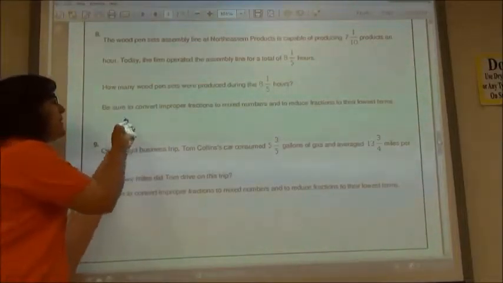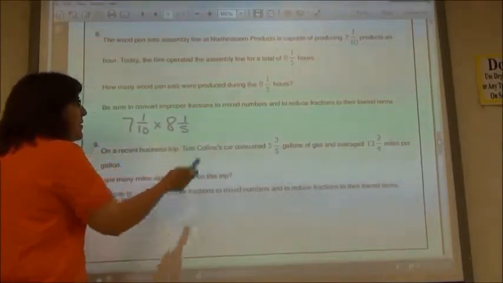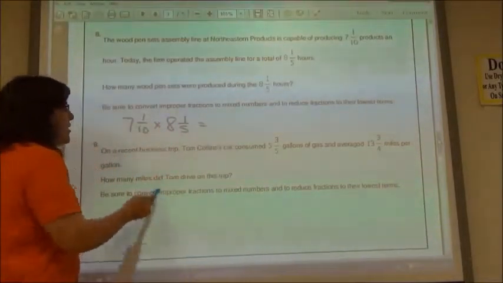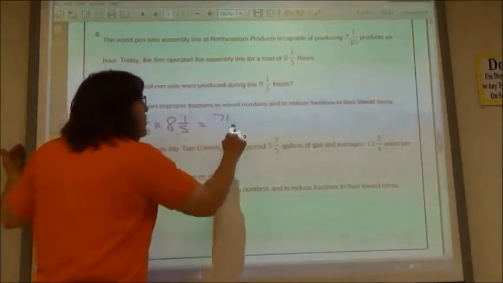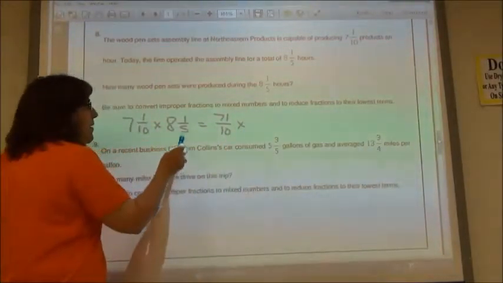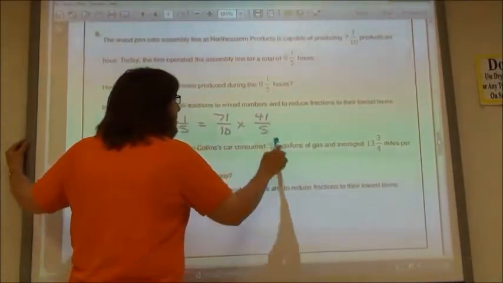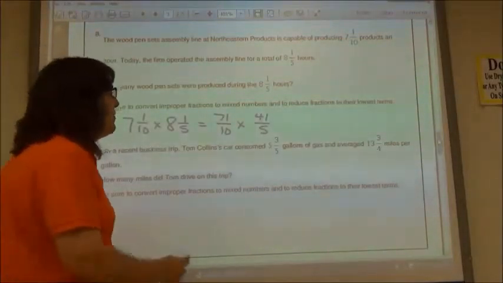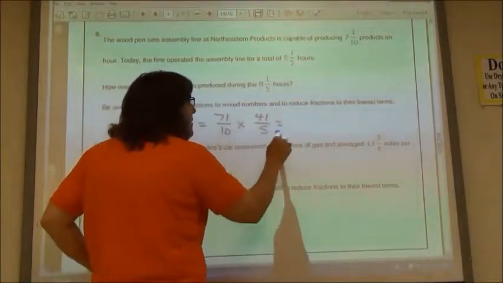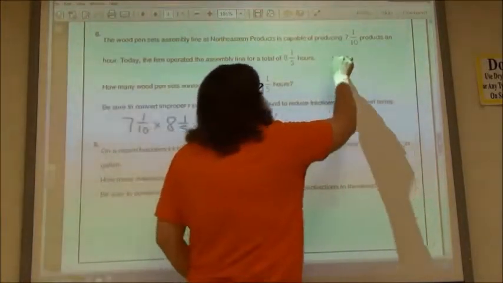But my whole thing is I'm taking 7 1/10 times 8 1/5, making my improper fractions. 10 times 7 would be 70 plus 1, so 71/10. 5 times 8 is 40, 40 plus 1, so 41/5. Again, they didn't make it very nice. I can't reduce at all. The bottom's easy to multiply. 10 times 5 is 50. The top I'm going to have to go ahead and multiply.